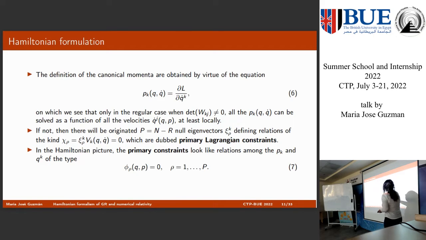If we cannot invert the Hessian, then we will have some null eigenvectors of this matrix that will give us relations between the velocities and the positions, or the positions and the momenta in the Hamiltonian picture. At least in the Lagrangian picture, they are called primary Lagrangian constraints, and in the Hamiltonian picture they will just be called primary constraints. So here, in the Hamiltonian picture, these primary constraints are relations between the momenta and the positions.